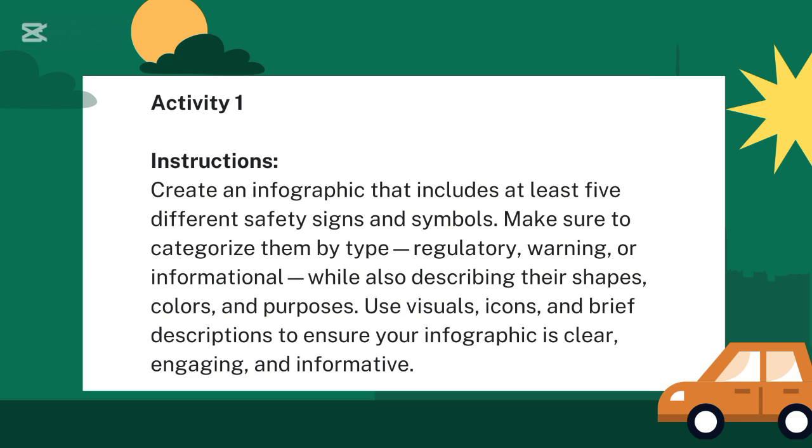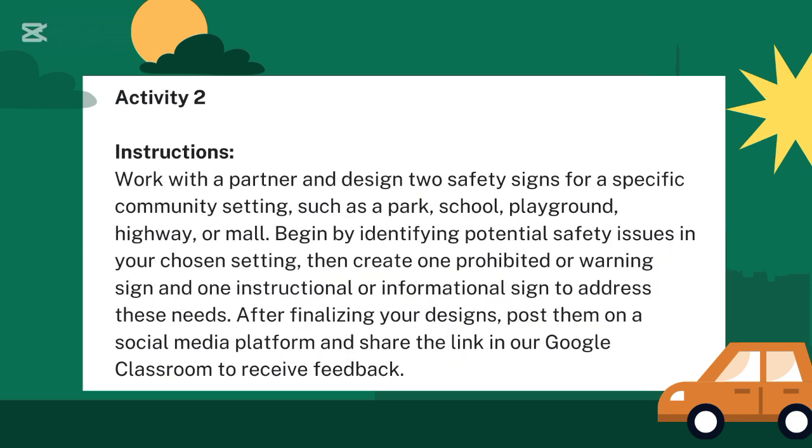And for your last activity, work with a partner and design 2 safety signs for a specific community setting, such as a park, school, playground, highway, or mall. Begin by identifying potential safety issues in your chosen setting, then create 1 prohibited or warning sign and 1 instructional or informational sign to address these needs. After finalizing your designs, post them on a social media platform and share the link in our Google Classroom to receive feedback.